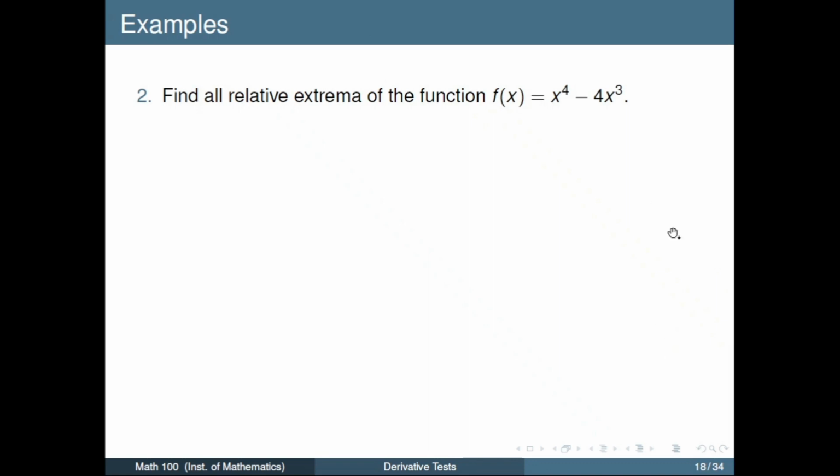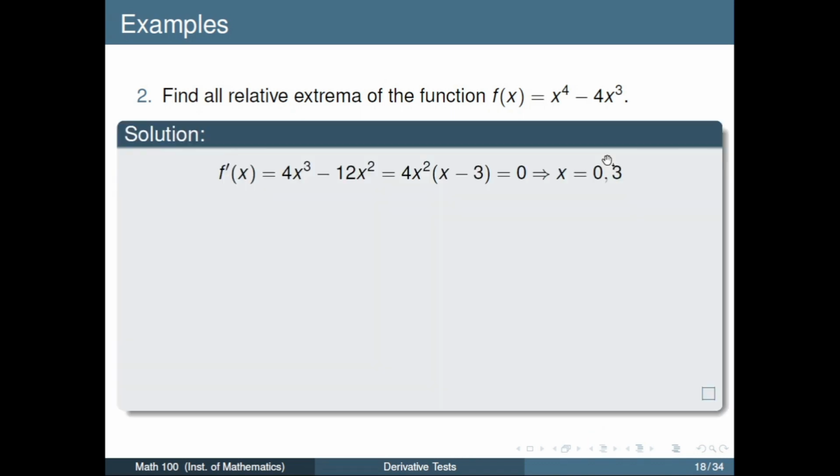Next, we do the same for here. We get the relative extrema of x to the 4 minus 4x cubed. So, same process. We get f prime first and the critical numbers. So, f prime is 4x cubed minus 12x squared. Factoring this out, you'll get this. Okay, ang 0 ng x squared ay 0 lang. Ang 0 ng x minus 3 ay 3. Same with earlier, this can never be undefined. So, ito na yung ating critical numbers.